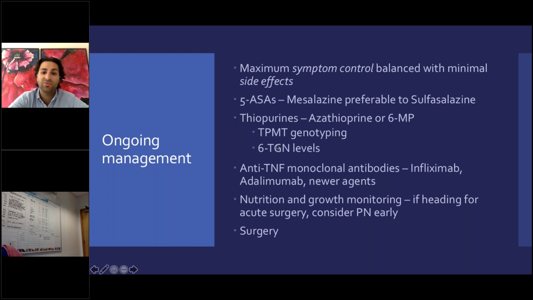Similarly to Crohn's, you can use anti-TNF monoclonal antibodies like infliximab or adalimumab. Adalimumab isn't licensed in children, and there are newer agents out there in addition to those two. And really important for ongoing management of these children and young adults is nutrition and growth monitoring. On an ongoing basis, but also in an acute flare, you want to make sure that you're on top of their nutrition. And if they do present with toxic megacolon and they are heading for acute surgery, you want to consider parenteral nutrition early.